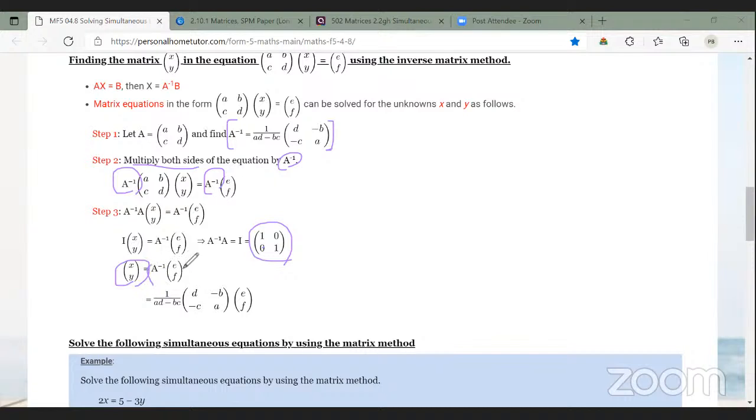So then you can still see that this inverse of matrix A, you still have to times with the value that you put in previously in the equation, which is E and F over here. So then you just sub in the formula for the inverse of matrix A, and you times it with the value that you already have there.